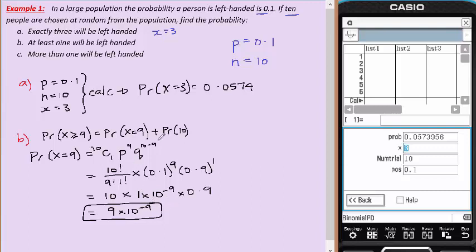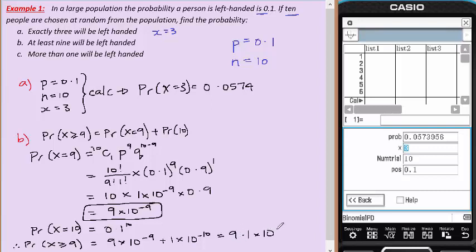Okay, then we have to add to that the probability that X equals 10, so that will equal 0.1 to the power of 10. So the total that X is greater than or equal to 9 will be 9 times 10 to the negative 9 plus 1 times 10 to the negative 10, which equals 9.1 times 10 to the negative 9. And that would be my answer. Hugely small answer. Let's do it by cumulative distribution on the calculator.